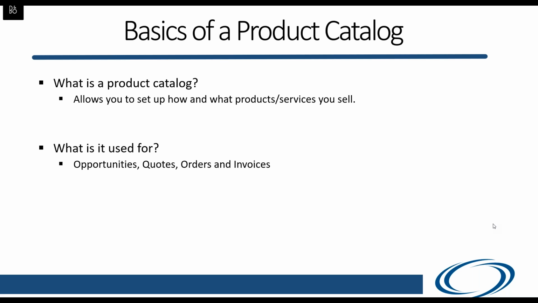And what is it used for? You will see your product catalog used within opportunities, quotes, orders, and invoices. So it really is how you put all the product services together, total that up, and provide a total to the customer. You can have quotes that you send out. And if you are using the invoicing feature, you can even get to the point where it is filtering into the invoice as well.